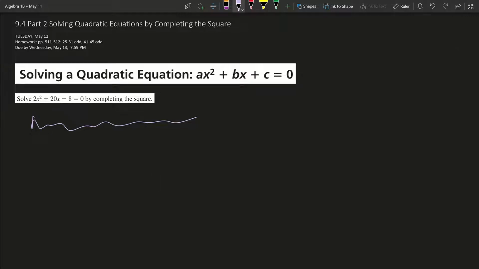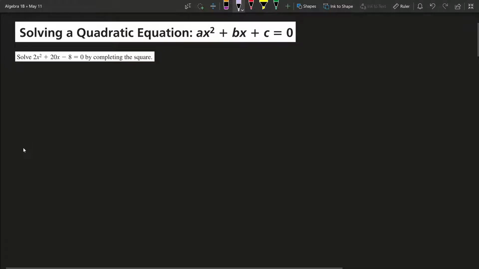Alright, so today we'll be working on 9.4, part 2, solving quadratic equations by completing the square. The first one we're going to do is 2x squared plus 20x minus 8 equals 0, by completing the square. Alright, let's get started.